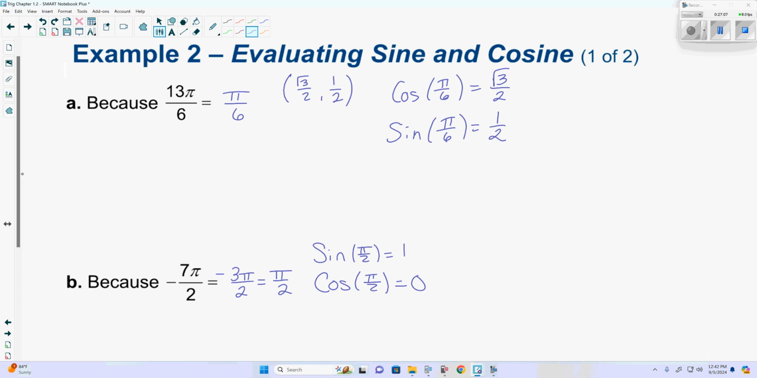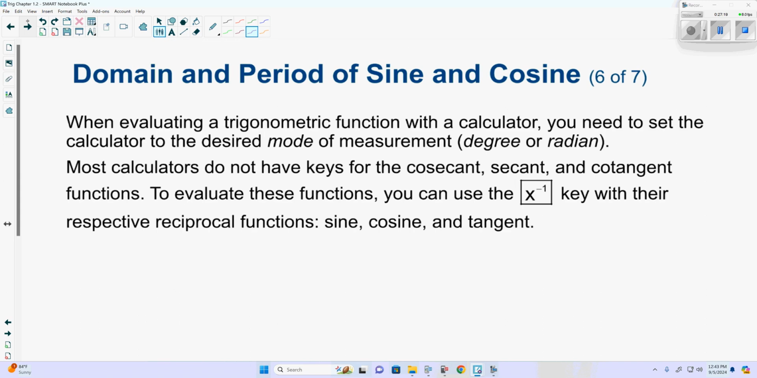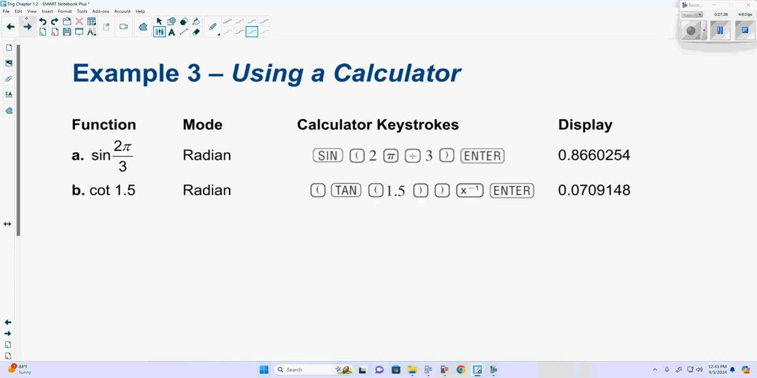But again, the calculator, especially the TI one, can do these. You just need to make sure it's in radians, RAD, not degrees. Questions on this here? When evaluating, we can use the x to the negative 1, or we can do 1 over sine to calculate those in the calculator. But that's it. Questions on this here? All right.